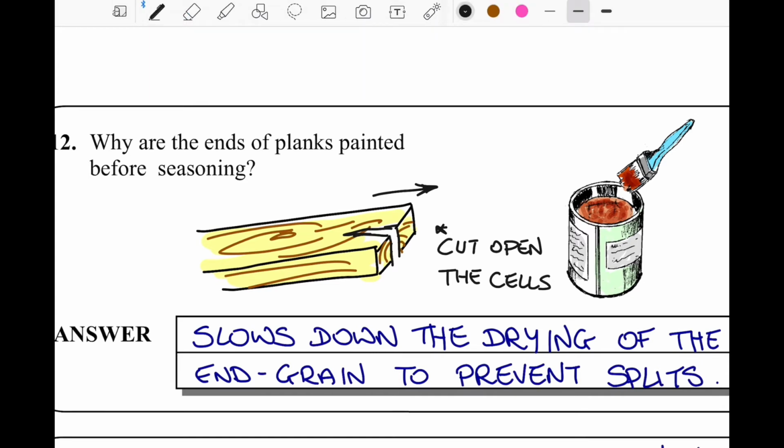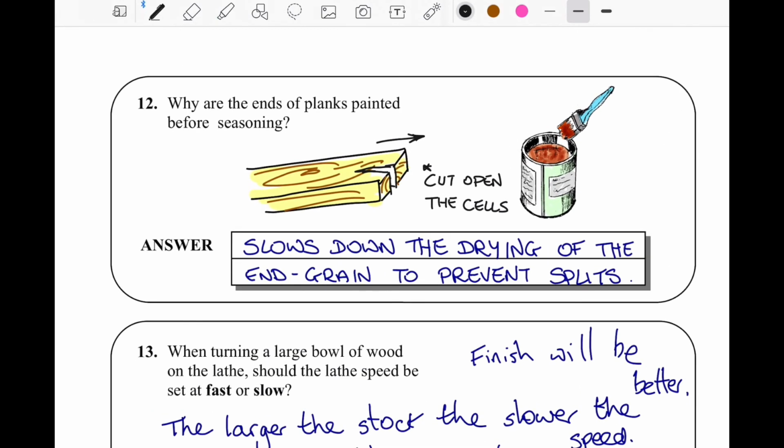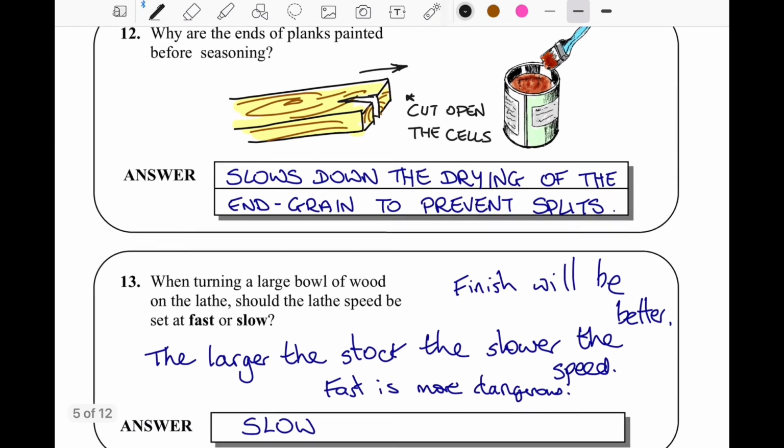And because it splits down the middle, we end up with timber that has end splits on it. If this was the woodwork room I was in this minute, you'd be handing me back the timber and telling me, missed that split. So what we have to do is put a sealer. The paint acts as a sealer and it stops that end splitting. So it helps prevent those splits.